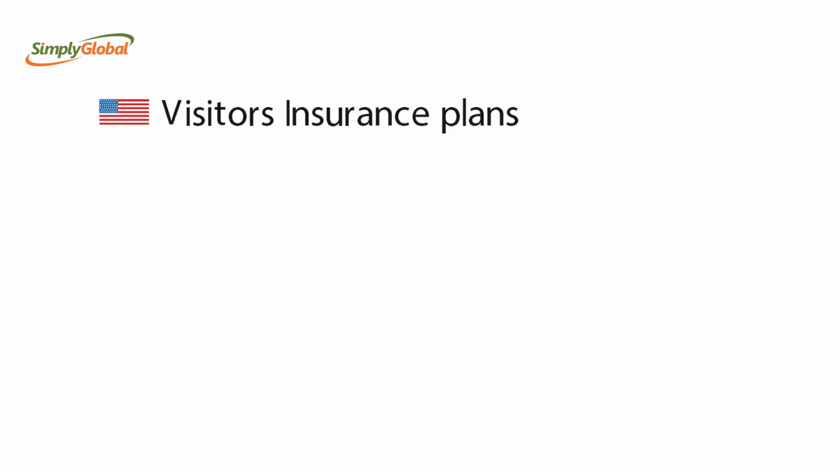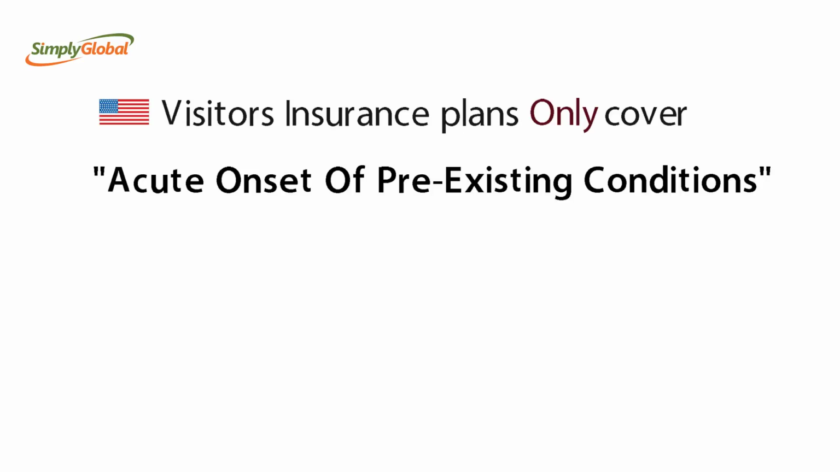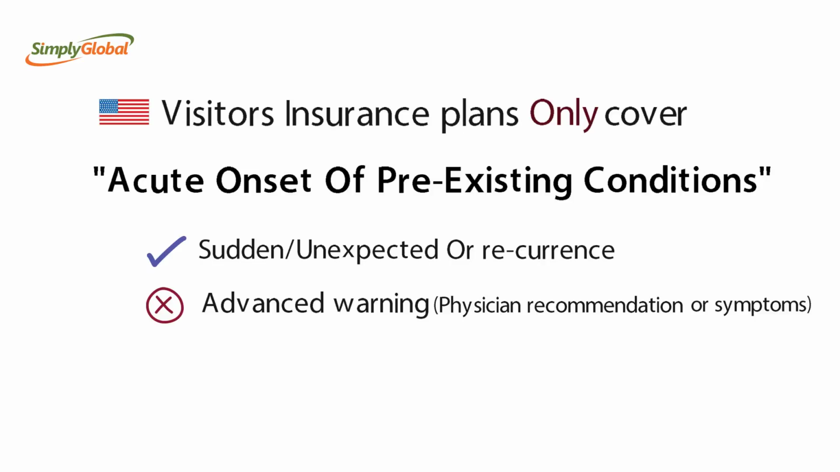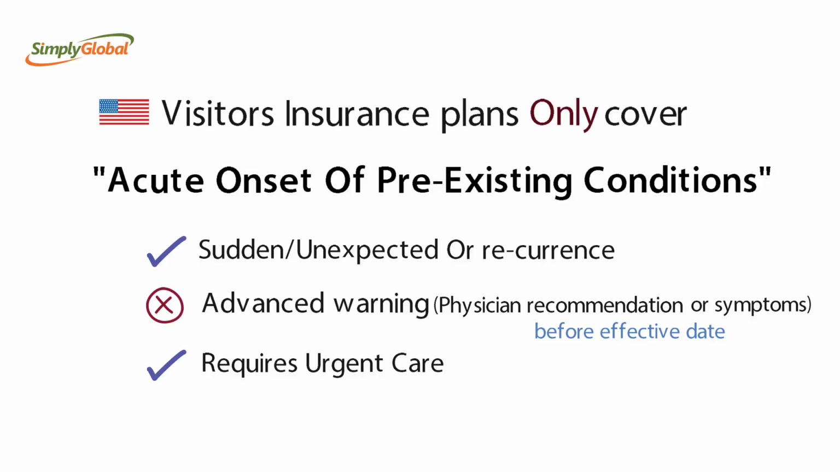It's important to understand that the visitor's insurance plans from the U.S. only cover what is called an acute onset of pre-existing condition. So let's understand what is meant by acute onset of pre-existing condition. It means a sudden and unexpected outbreak or recurrence of a pre-existing condition which occurs without any advance warning, either in the form of physician recommendations or symptoms before the effective policy date, and it requires urgent care.